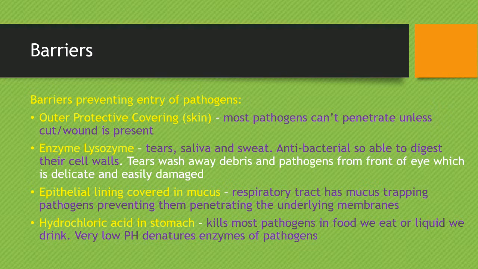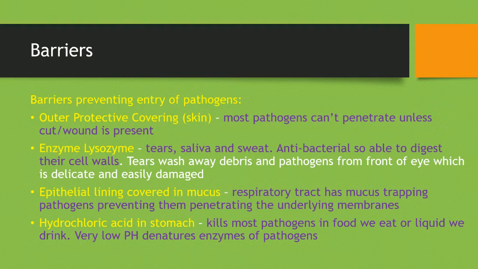So the first form is barriers. These are barriers that prevent the entry of pathogens into your body. Your first one is your skin, which is your outer protective covering layer, and this works because most pathogens can't penetrate unless a cut or wound is present. You also have the enzyme lysozyme, such as in your tears, your sweat, and your saliva. It's antibacterial, so it's able to digest the pathogen cell wall. Tears will wash away debris and pathogens from the front of the eye, which is delicate and easily damaged. So tears are quite important.